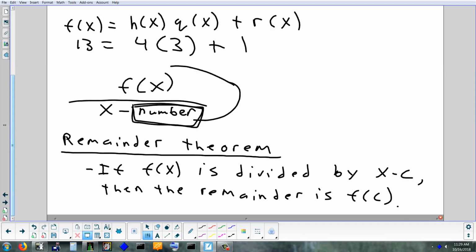Take that number, plug it into whatever formula is in the top. And remember, if the top has multiple x's, you've got to plug it in everywhere. So plug it in for all the x's.